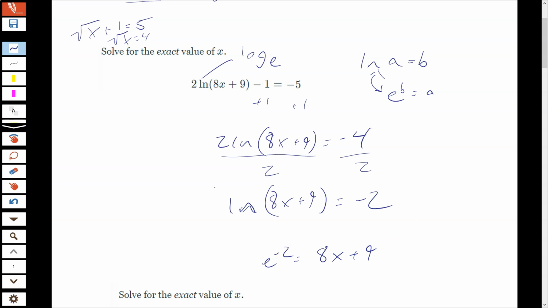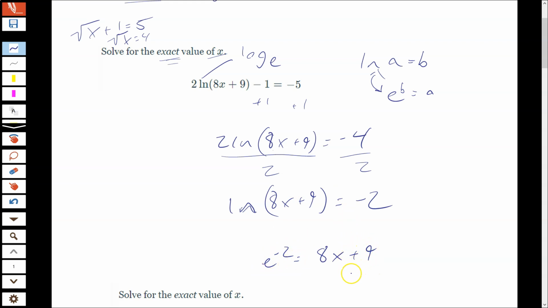Now here, we might be unsure of ourselves. Our goal is still to isolate x, so x is what we're trying to find. And because it says the exact value of x, what that means is to leave e in there. So hopefully you remember from an earlier video that e is just a number, it's 2 point something something something something. I'm just going to leave that alone. I'm not going to type e to the -2 on my calculator. I'm going to leave it alone. I'm going to isolate x.